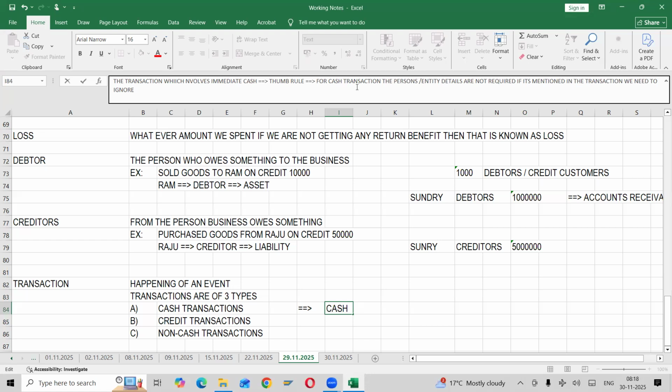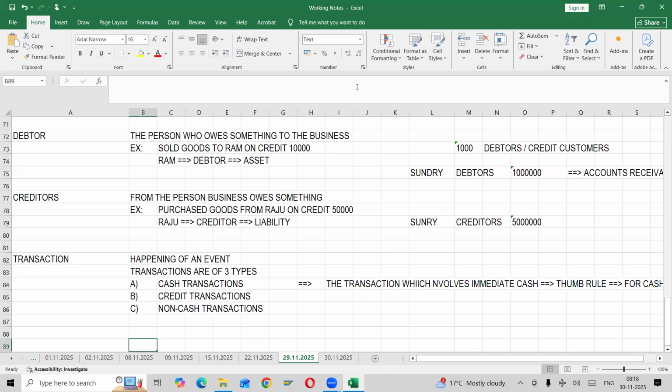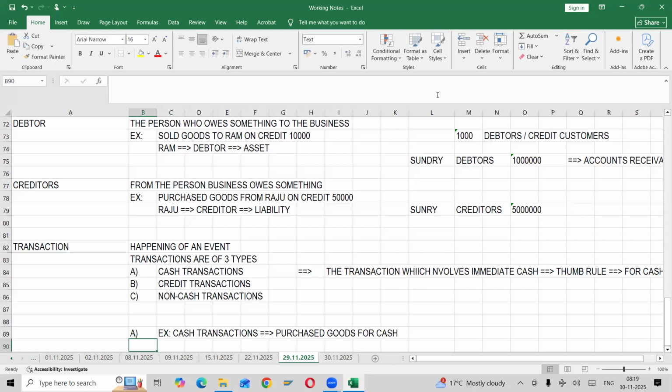I'll tell you one example transaction for cash. I know everybody knows, but I'm just refreshing this. For example, purchased goods for cash. What kind of transaction is this?